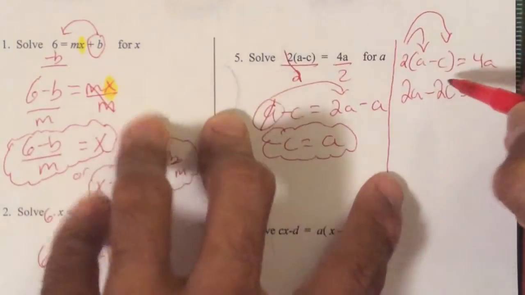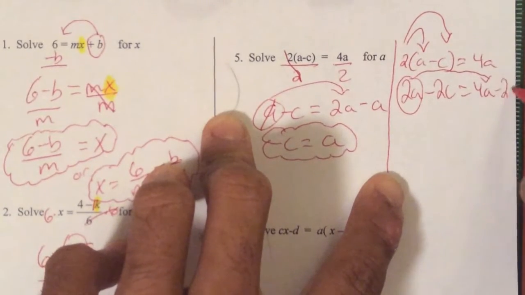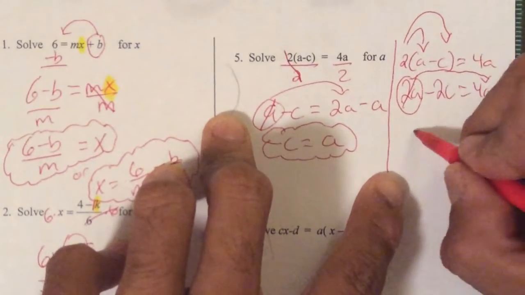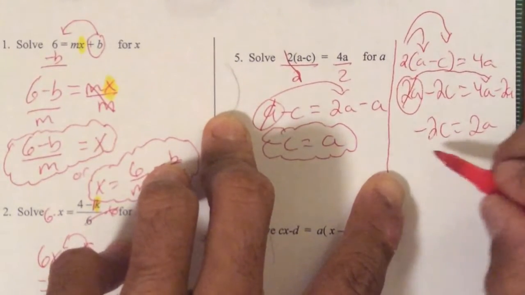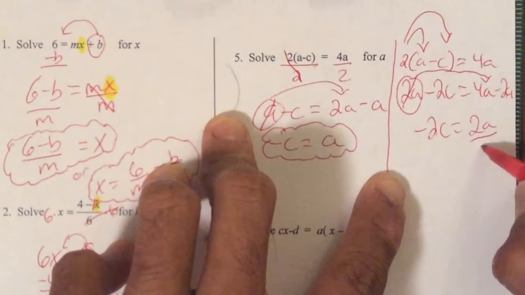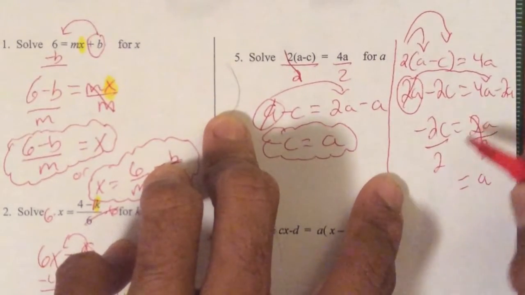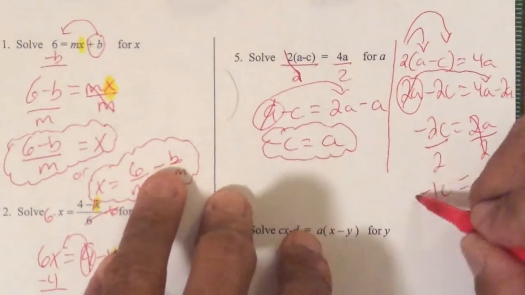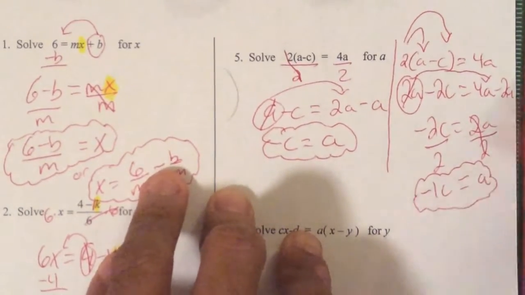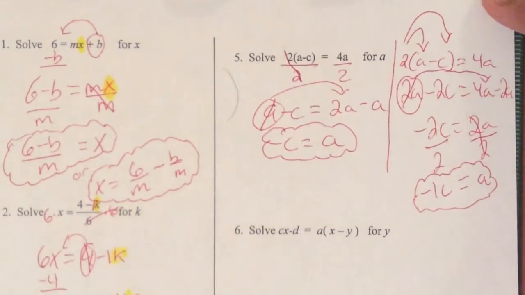Now, I'm going to move the 2a to the other side so I can combine it, and that becomes minus 2a. So I'm left with negative 2c equals 2a. Then I want to divide by 2, okay, because a has to be by itself. So a equals negative 2c divided by 2 is negative 1c, which is still the same result. Okay, so just pick the one that you prefer and just go with it.